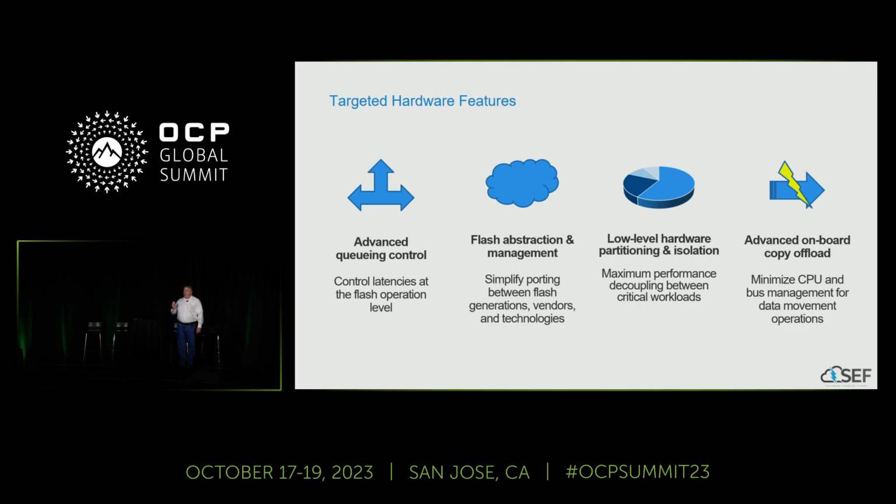There are some low-level hardware partitioning and isolation capabilities. This allows you to specify which flash die you want assigned to a particular isolation capability. So you can use the entire drive and all the flash as one particular zone of flash storage, or you can break it down and say, I want individual flash dies as individual zones.